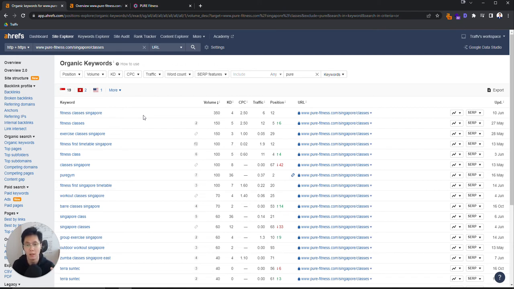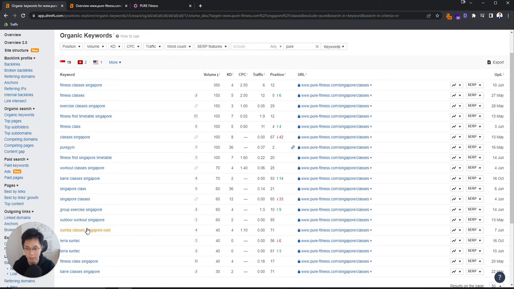Okay, but chances are if they don't have a cost per click, let's say for example, outdoor workout Singapore doesn't have a cost per click. Chances are this type of keyword, outdoor workout in Singapore, will probably be people looking to work out outdoors, and they might be looking for stuff to do outdoors and stuff like that, which are not the people that are going to sign up for classes.